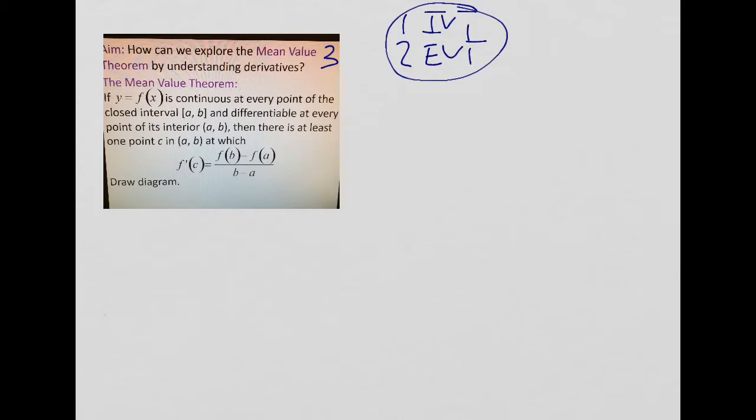It guarantees that there is at least one point C, some x value, at which the slope of your tangent line equals the slope of your secant line, or whatever's being asked from a particular problem. And the only way this is guaranteed is if our function is continuous on the closed interval, as well as differentiable on the open interval, the interior values from A to B.